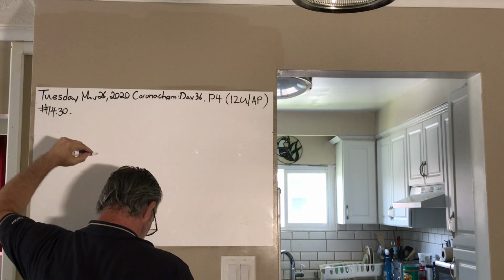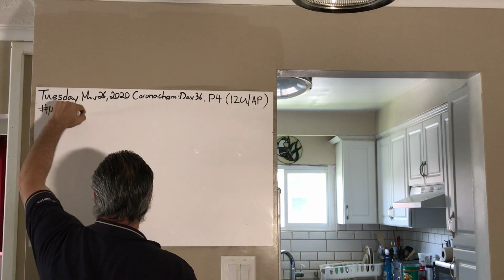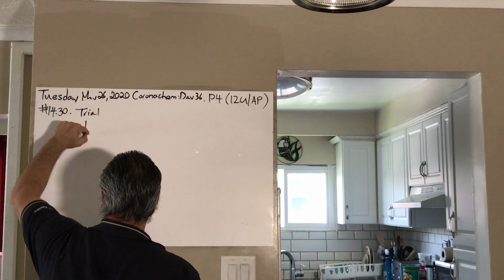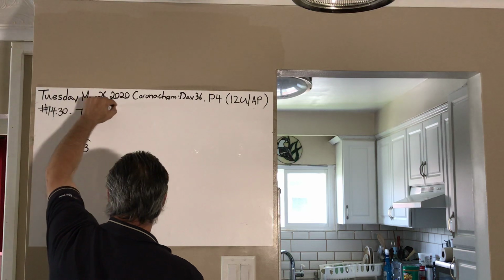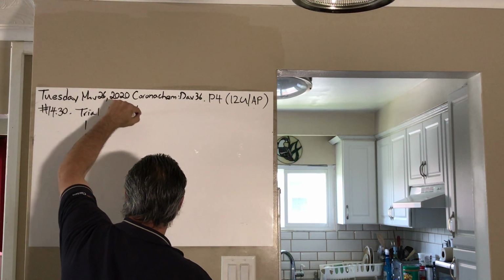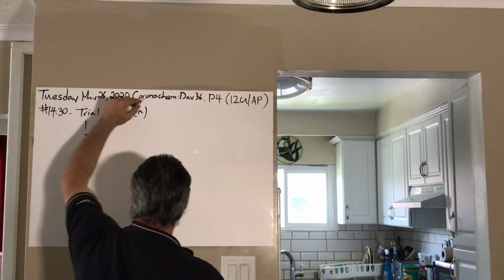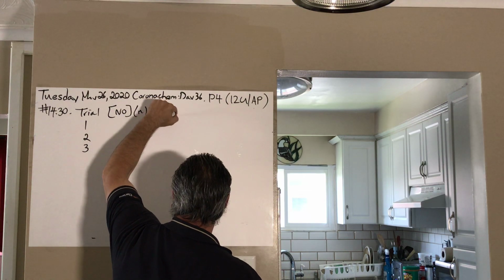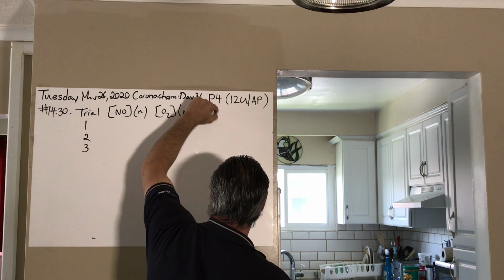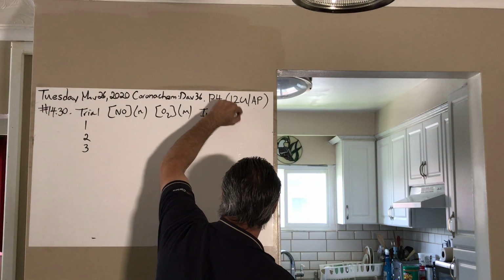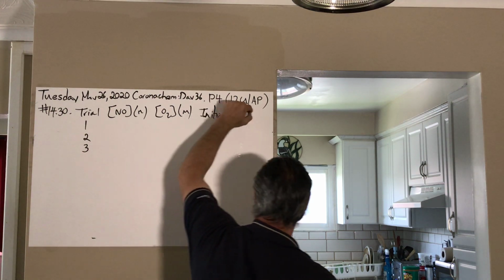Let me copy down the data for you. Here are 3 experiments. They had nitrogen monoxide molarity, molarity of oxygen, and the initial rate in molarities per second.